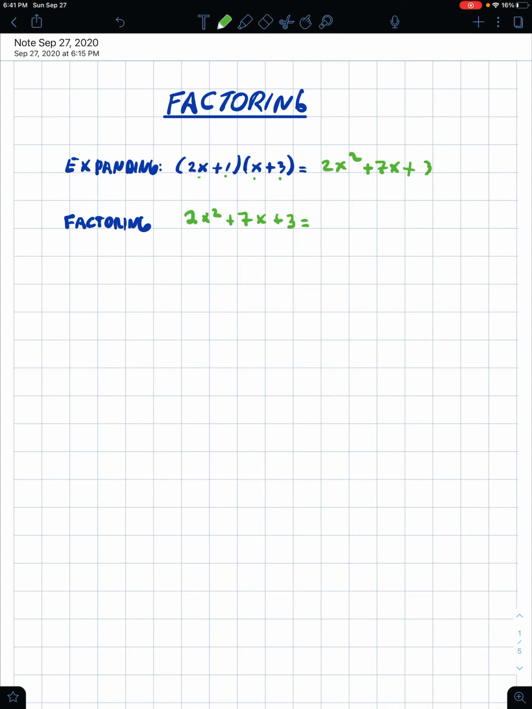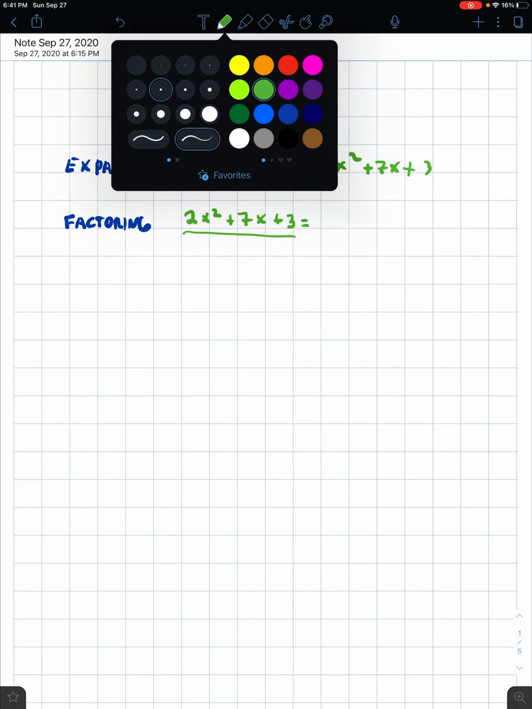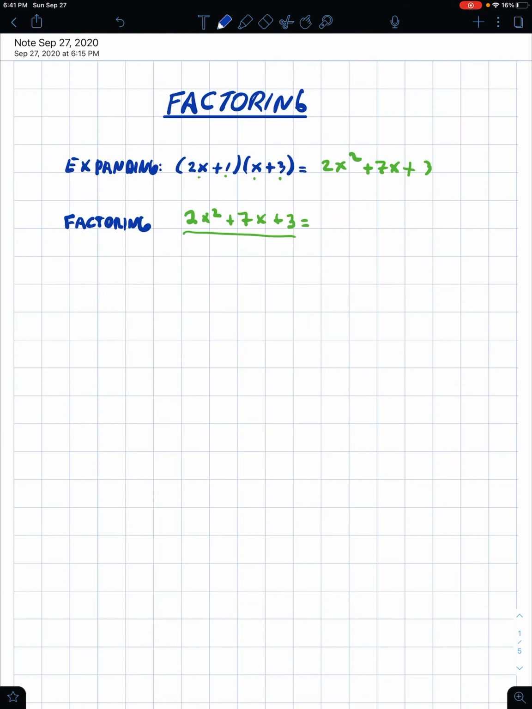Factoring is exactly going backwards. So if they give me 2x squared plus 7x plus 3, how do I turn that back into the two brackets? How do I actually end up with 2x plus 1 and x plus 3? Well, that's kind of like the concept. I need to go from the screen onto the two brackets.